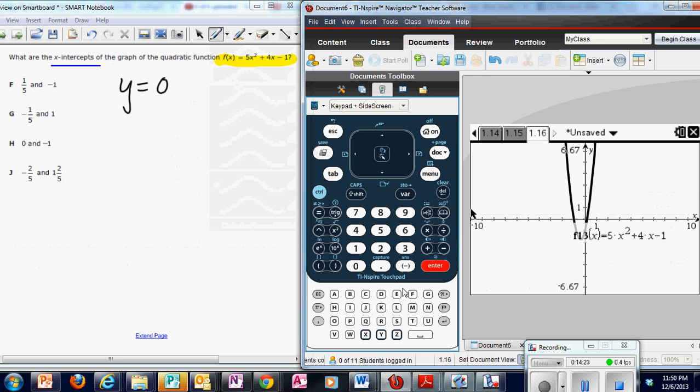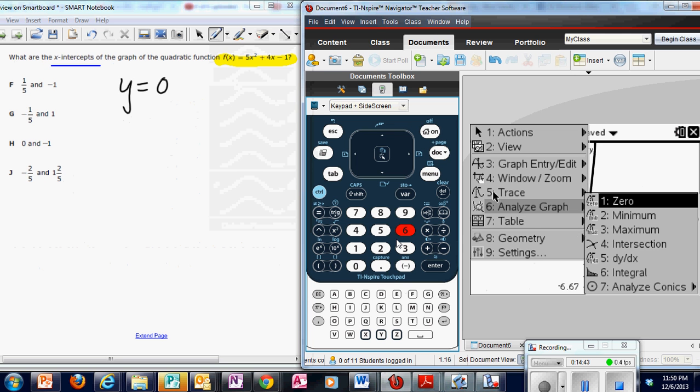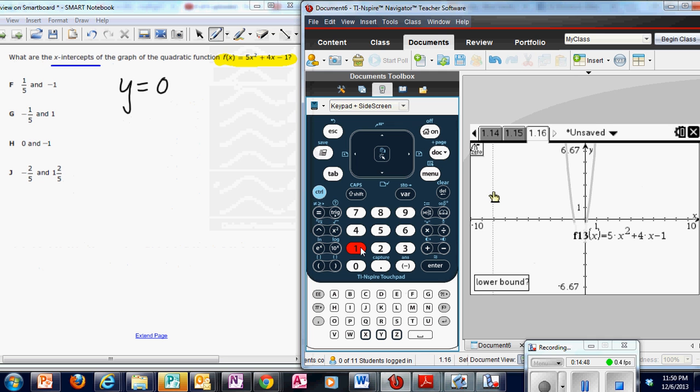Now these are not as easy to see. They're not just whole numbers, 1, 2, 3, whatever. So we're going to trace this. Menu, we'll analyze the graph instead of trace, and we can look for the 0 because the x-intercepts and zeros are the same. And the lower bound to the left, as soon as we pass it, it's going to pop up.